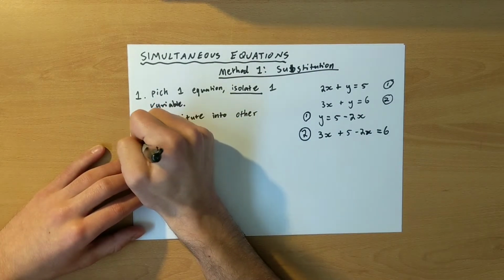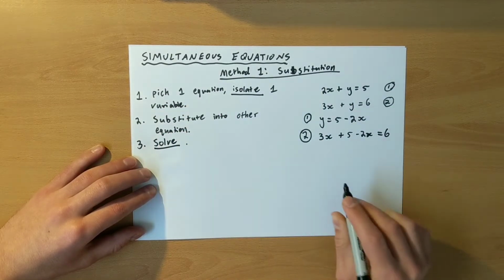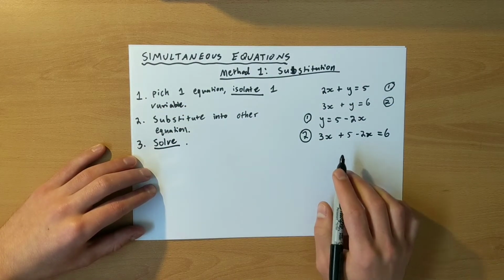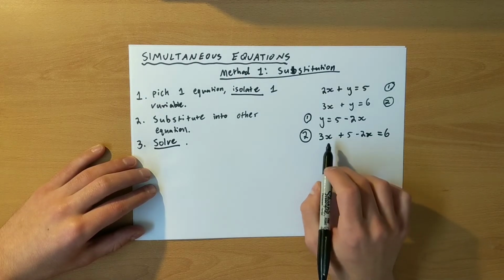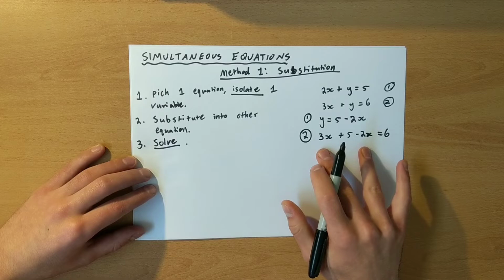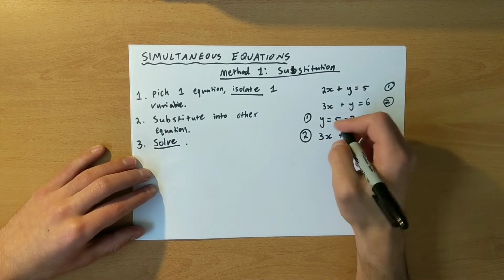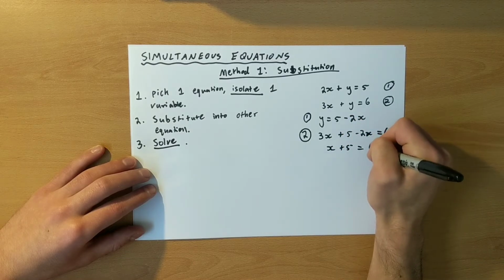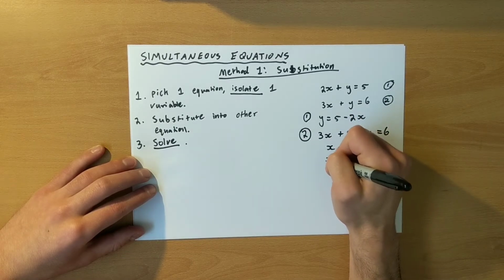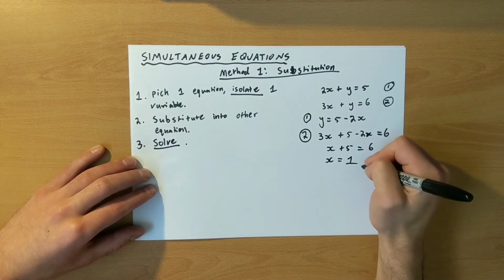And that is indeed step 3. We're going to solve that equation to find out what the value of x is. So let's do this. The first thing I'm going to do is collect my x's. So I've got 3x minus 2x, that equals 1x, or just x. So I get x plus 5 equals 6, which means that x equals 6 minus 5, which is 1.